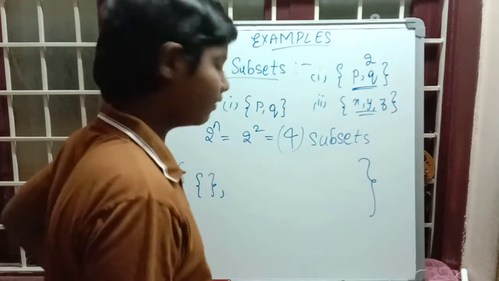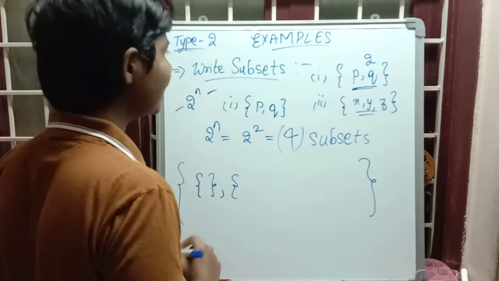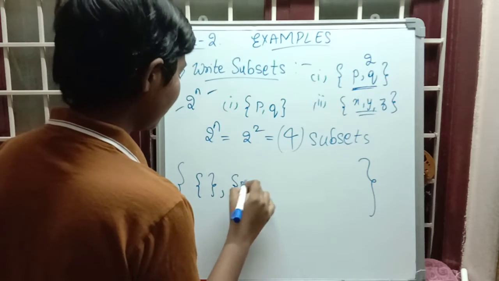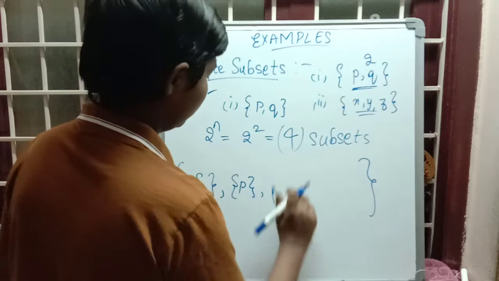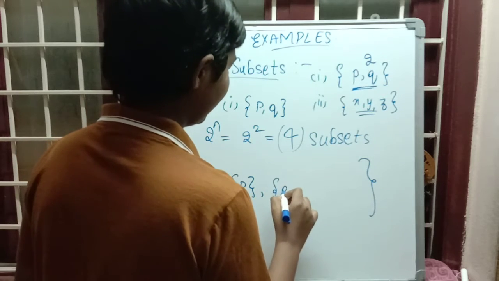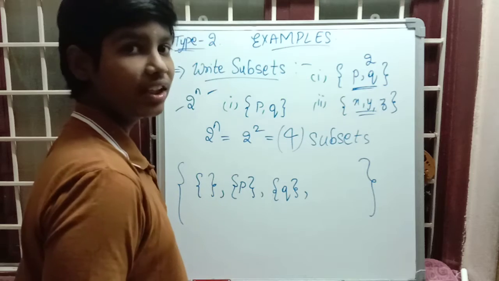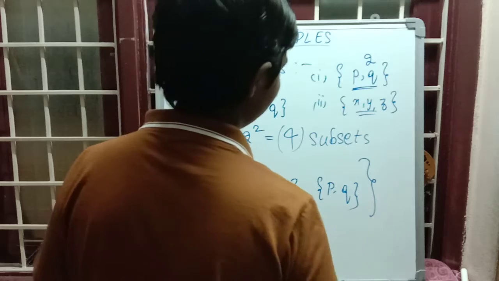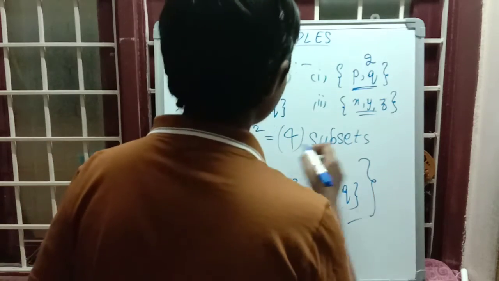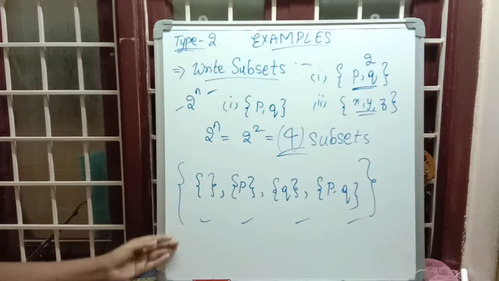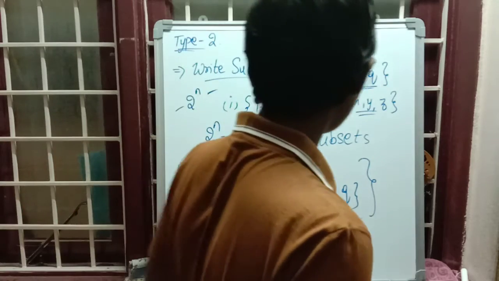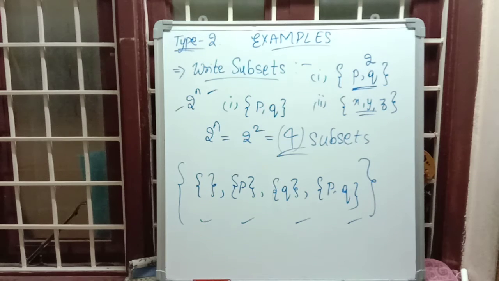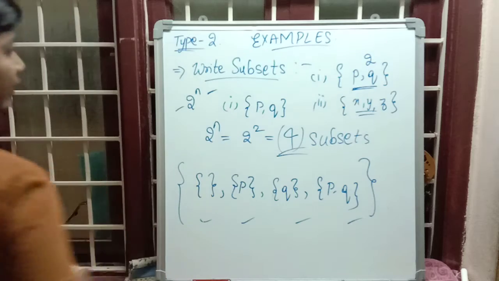And we will write the individual elements and the different ways of writing the given set. So P individually, set P, set Q, and every set is a subset of itself, P comma Q. 1, 2, 3, 4. The answer also we got as 4 subsets. Hence the subsets of the given set P, Q are null set, set P, set Q, set P comma Q. This is the first one.